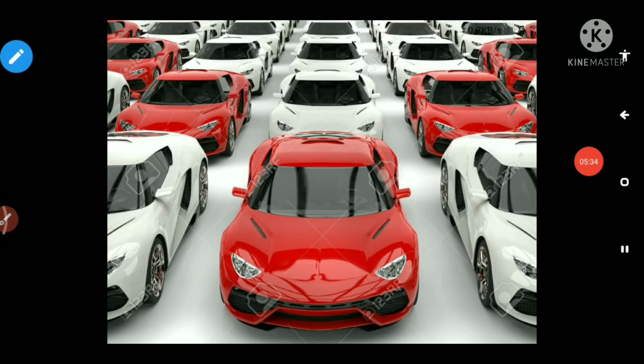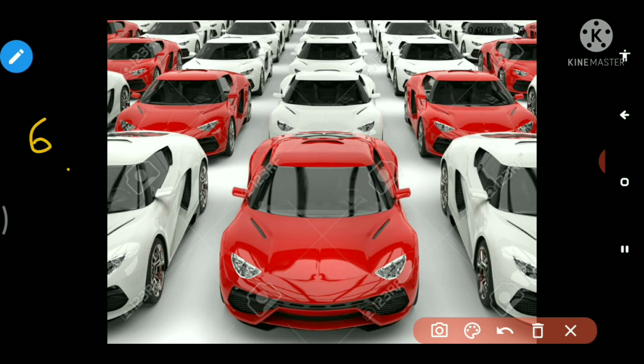So here you can see the white cars and red cars. In the question it is given that 65 white cars are there and 56 red cars are there. Now we'll do what? Subtraction. So we'll always start from the ones place. See the values 5 and 6. 5 is less than 6, so it will borrow 1 from its neighbor.